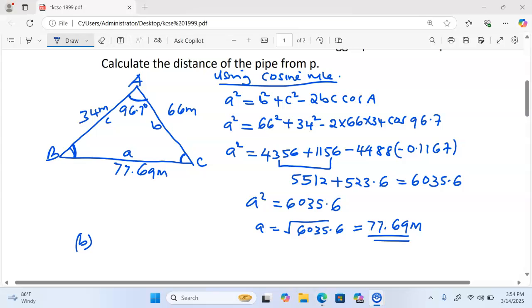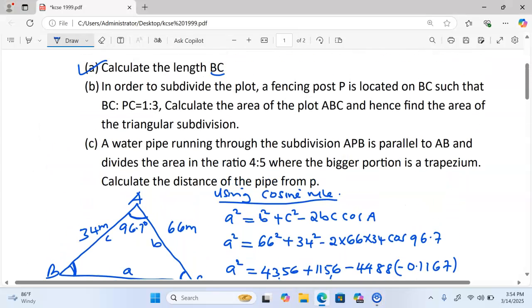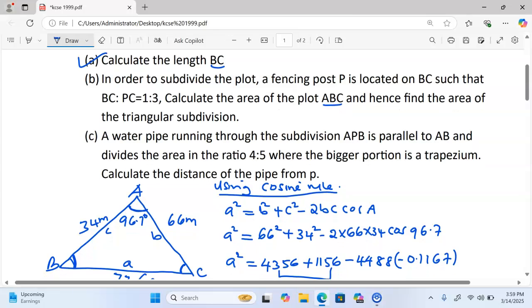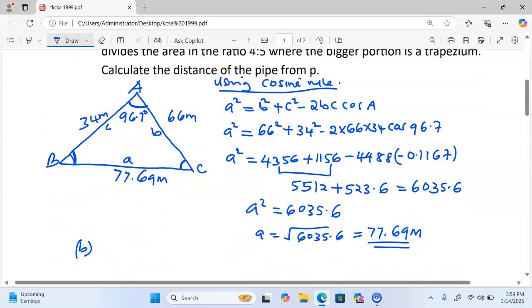Part B of the question reads: in order to subdivide the plot, a fencing post P is located on BC such that BP to PC is 1 to 3. Calculate the area of the plot ABC and hence find the area of the triangular subdivision. Remember, triangle ABC is very easy. Now, how do we get the area?